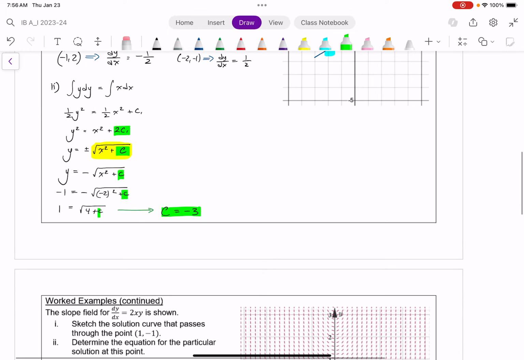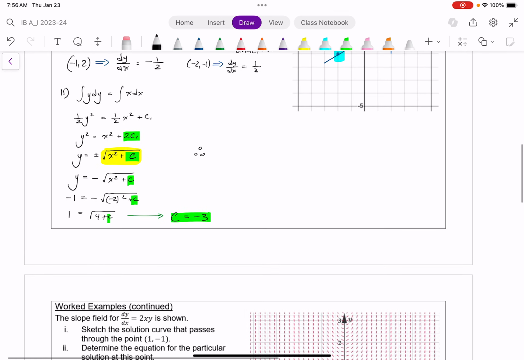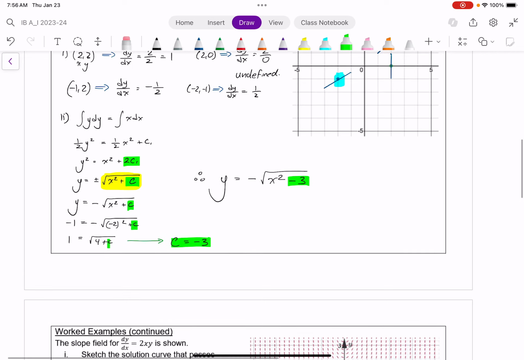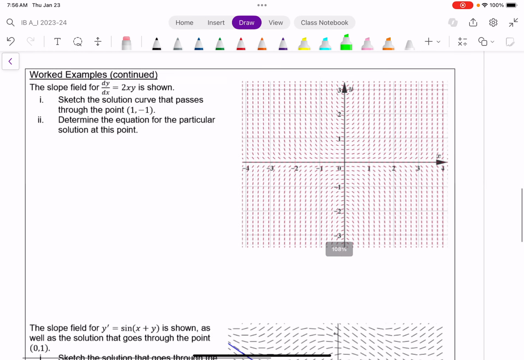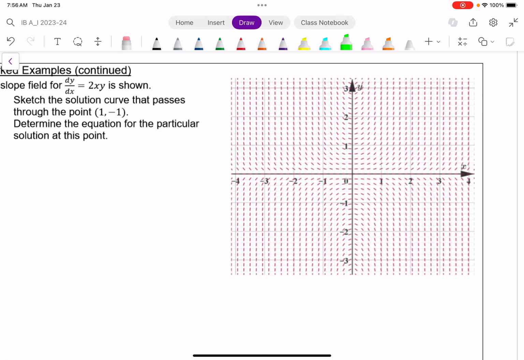And so my particular solution is y equals negative the square root of x squared plus c. Oh, sorry, plus negative 3. Oh, silly me. There we go. There's my particular solution finished. Keep in mind, depending on which points we're looking at, I may be looking at the positive version of that plus minus radical function.